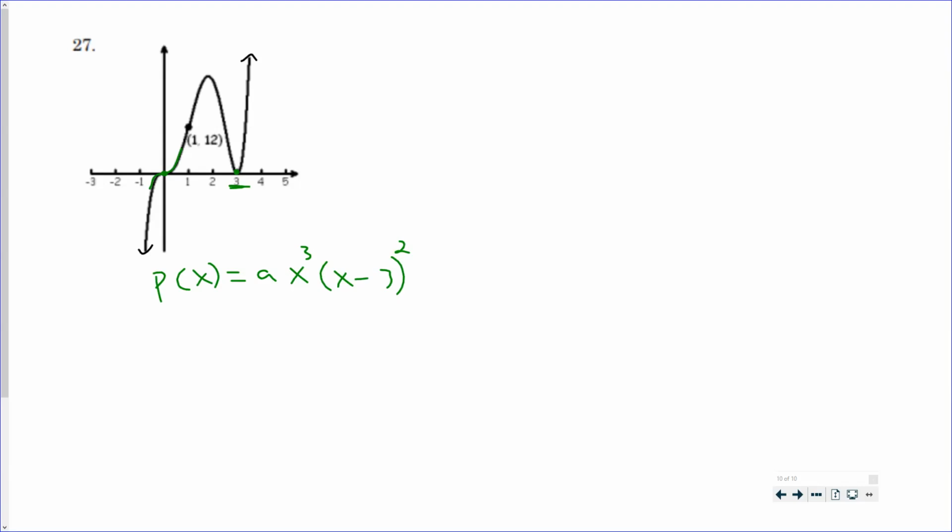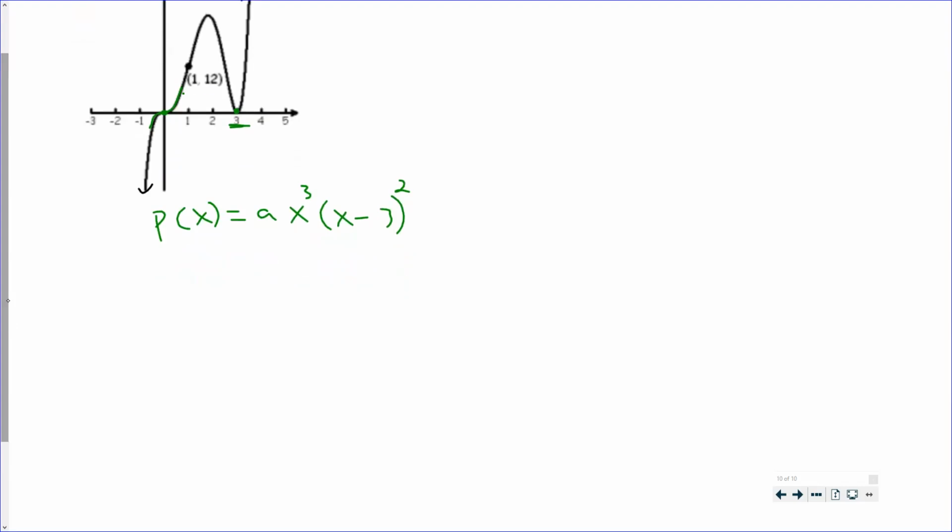And the reason I'm using 3 and not 5 or 7 or 9 or some other odd number is because we want to use the smallest possible exponent that we can. Same thing with the x-intercept of 3: I'm going to use the smallest possible one, so I'm going to use 2 instead of 4, 6, or 8.